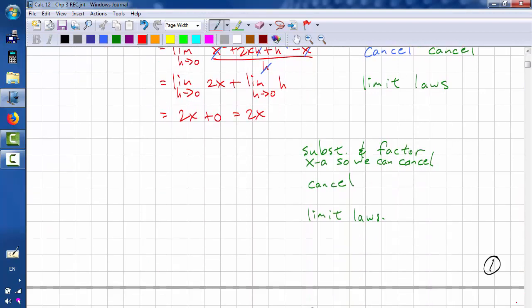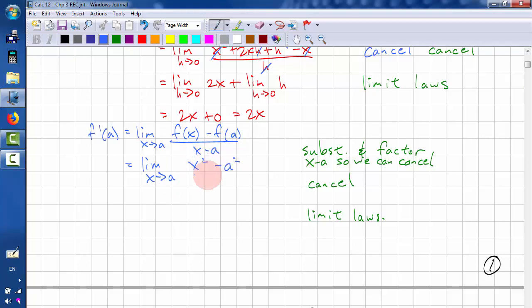Okay, let's look at the second way of doing this. f prime of a equals limit as x approaches a, f of x minus f of a over x minus a. Limit as x approaches a, x squared minus a squared over x minus a.